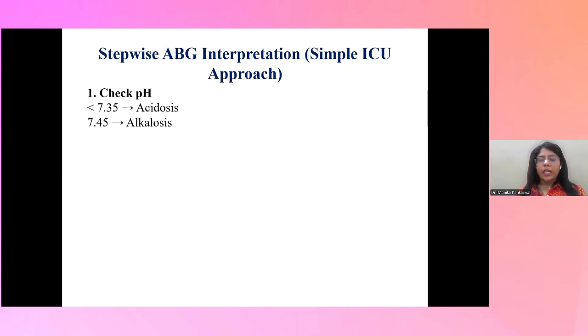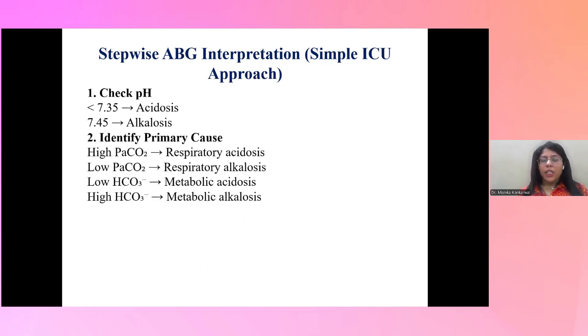The first parameter we should look at in ABG is the pH. As we have seen in the previous slide, the normal pH range is between 7.35 and 7.45. Any deviation from this normal range indicates what condition the patient has. If the pH is less than 7.35, it indicates that the patient is at risk of having acidosis or is having acidosis. And if the pH is more than 7.45, then the patient is ending up in alkalosis.